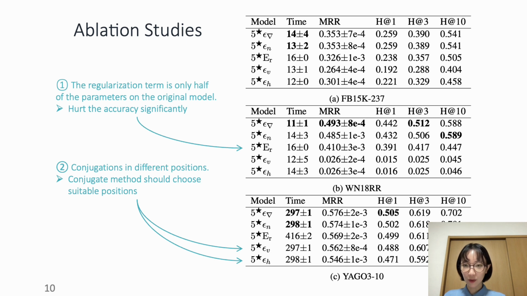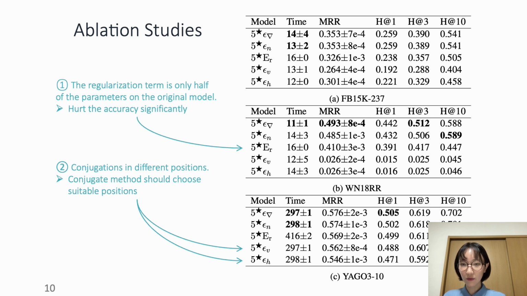We did 2 kinds of ablation studies. We know the reduced calculation is mainly in the regularization process because we only have half of the parameters. Thus, we experimented where the regularization term is only half of the parameters on the original model, see results for 5★ER, to explore whether the performance fluctuation using our method is similar to the effect of reduced parameter regularization. Then we experimented with conjugations in different positions to explore how the models perform differently.